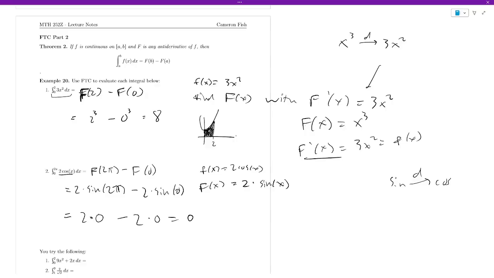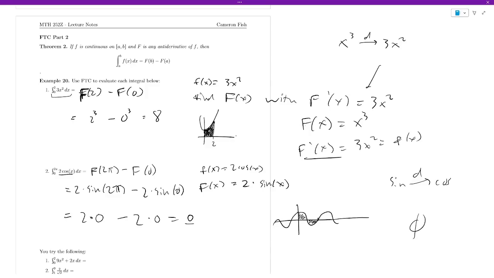So that's cool, right? I could graph 2 cosine x. It looks something like this. And if I'm going from 0 to 2 pi, what this is telling me is that area is actually 0, which means I am doing something like this, right? The top area is totally canceling out the bottom area. Actually, this is not quite right.